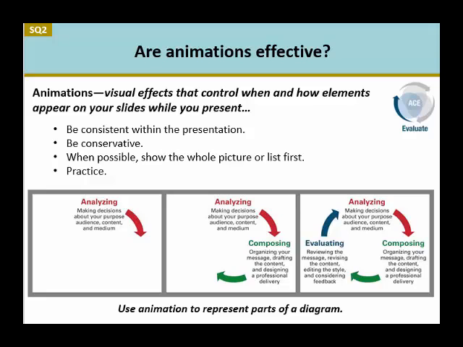Be conservative. You may think it's entertaining to have images fly in and out. However, it could be very distracting to your audience as well. When possible, show the whole picture or list first. Then fade that picture and begin the animations. Audiences often understand individual points better once they've seen the big picture first. Practice. Presenting an animated slide is more difficult than presenting one without animation. Practice delivering the slide so you know how to take advantage of the animation. If you find the animation difficult to present, remove it from your slide.